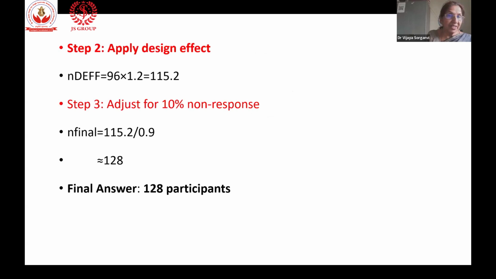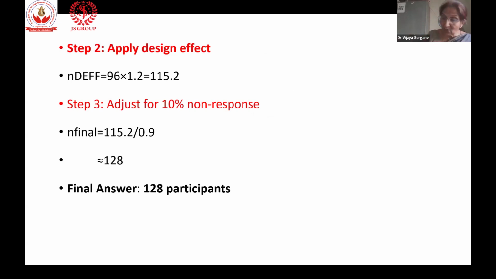So apply design effect 1.2. So 96 is the calculated sample size. We multiply by 1.2. It will be 115. And you can adjust it for 10% non-response. That is 90% response, not non-response. The calculated sample size divided by 0.9 is 128. So it has increased by about 13. Okay. So the final sample size is 128.